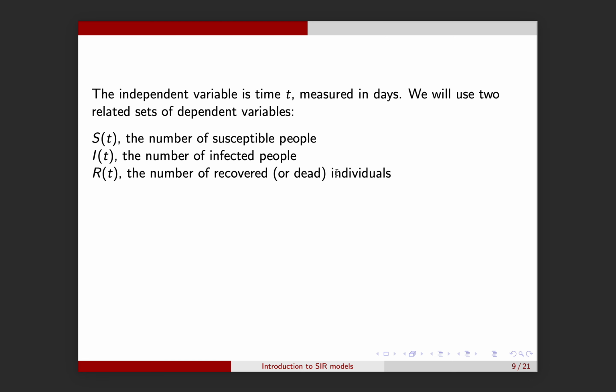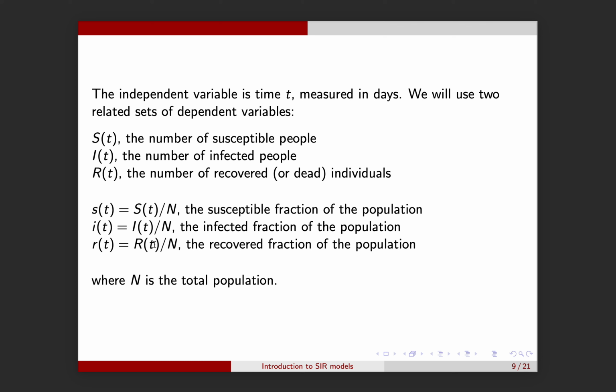Okay, anyway, in practice, sometimes dealing with raw numbers like this is obnoxious. It's easier to deal with proportions. So we'll also use lowercase letters to deal with proportions. Little s of t is the susceptible percentage, or proportion of the population that's susceptible. So little s of 10 could be a number like 0.3, which is telling you that on the 10th day, 30% of the population is susceptible. Anyway, these 2 different sets of variables are related, of course.